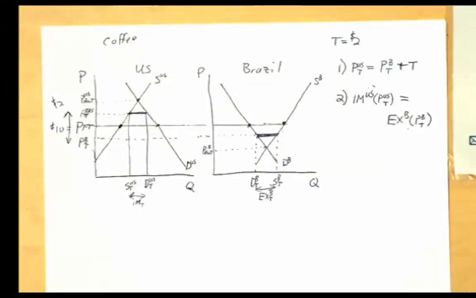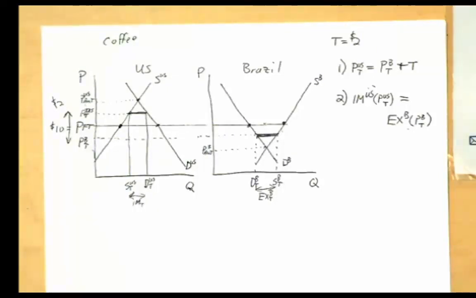Okay, so the U.S. price is up here. Brazilian price has moved over to this graph down here. The difference between the two has to be equal to the value of the tariff according to this condition. So that describes the new equilibrium we're going to have in both of the countries' markets as a result of the tariff that gets put into place by the U.S., which is a large importing country in this scenario.